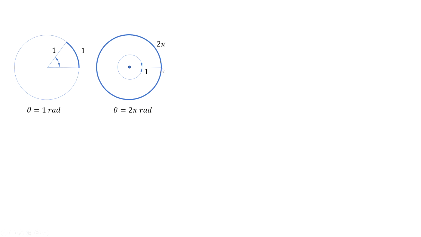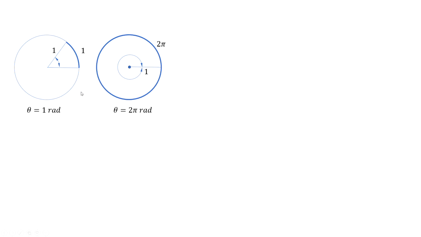Hey, isn't that the same as the circumference of the circle? Yeah, it is. What's the formula for the circumference of a circle? 2 pi r, or pi d. 2 pi times the radius, but the radius is 1. So what's the circumference? 2 pi times 1, which is 2 pi.